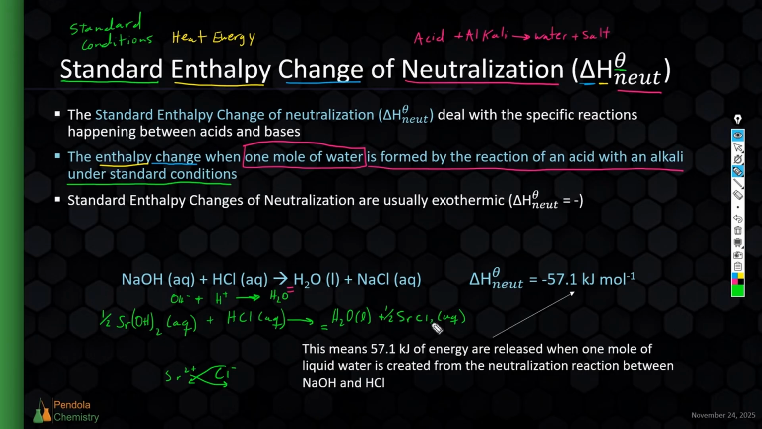1/2 SrCl2 means we have 1 chlorine, which is only 1 chlorine here, and half Sr here, and then the 1 hydrogen with the now 1 hydroxide, because Sr(OH)2 times 1/2 is just OH, makes 1 water. So we have to always remember to make that water 1 H2O. That is what defines the standard enthalpy change of neutralization. That's the last of the enthalpy changes that are in your curriculum.